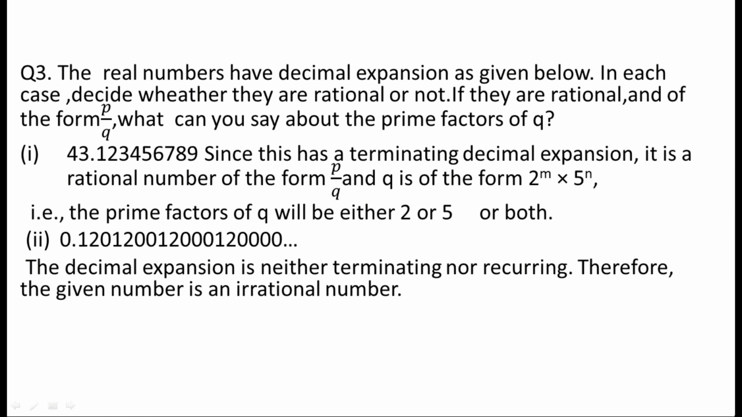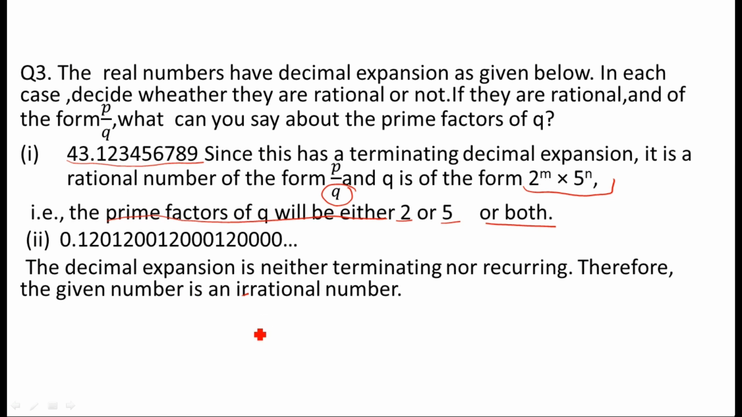Here in the first question, we know that this is a terminating decimal expansion, which means whatever the value of q is, it is in the form of 2 raised to the power m and 5 raised to the power n. Therefore, the prime factors of q will be either 2 or 5 or both. It may contain 2, it may contain 5, or it may contain both 2 and 5, because it is a terminating decimal expansion.